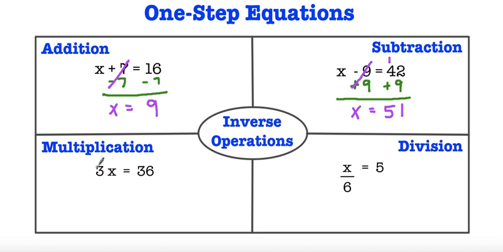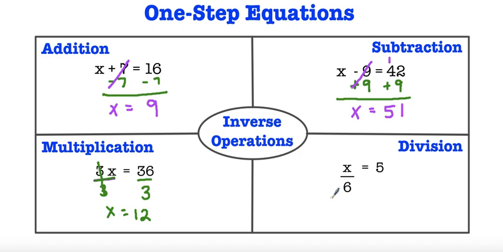Since it's multiplication, the inverse operation is division, so I'm going to divide by 3. And I'm going to do the same thing on the other side. So whatever I do to the left, I do to the right. So 3 divided by 3 is just 1. It's not 0. So I can cross this out because 1x, or just writing x, is the same thing. 36 divided by 3 is 12. So x is equal to 12.